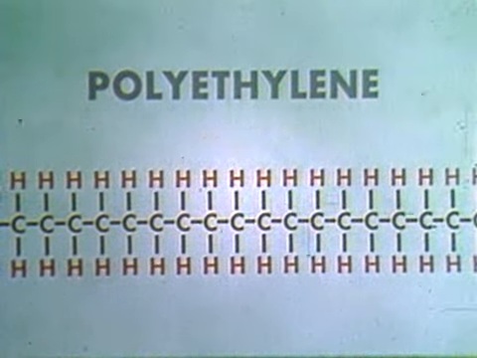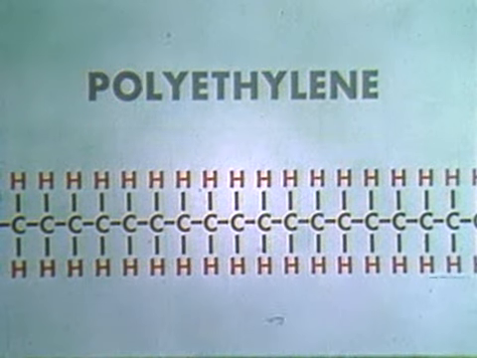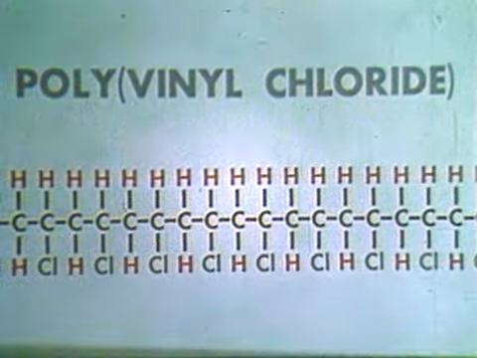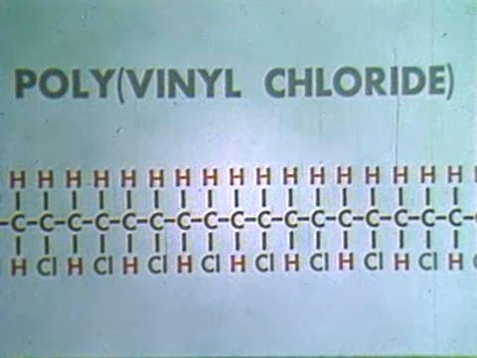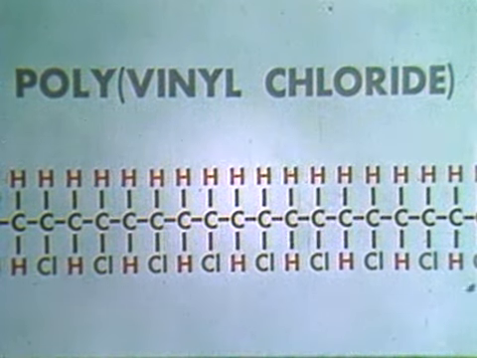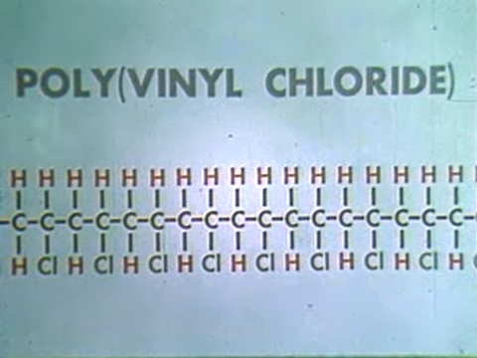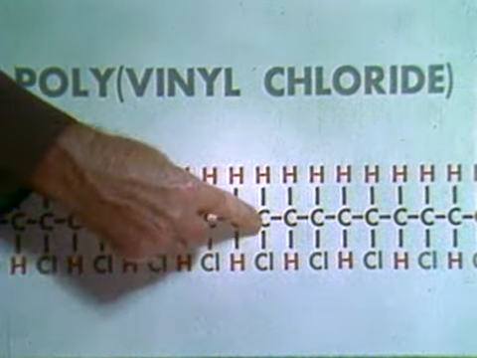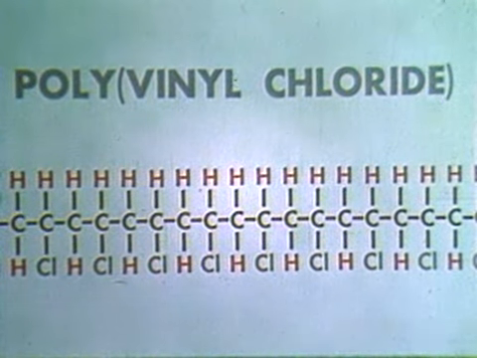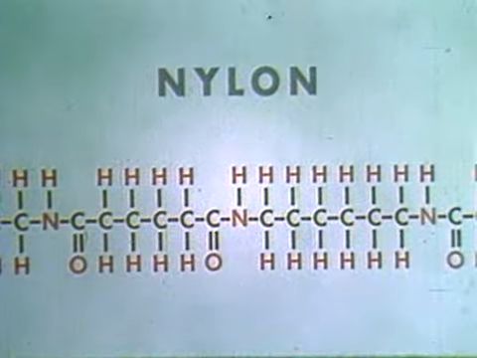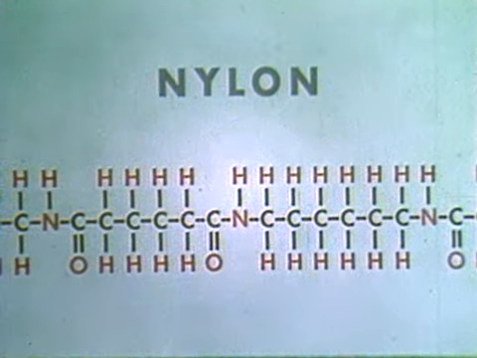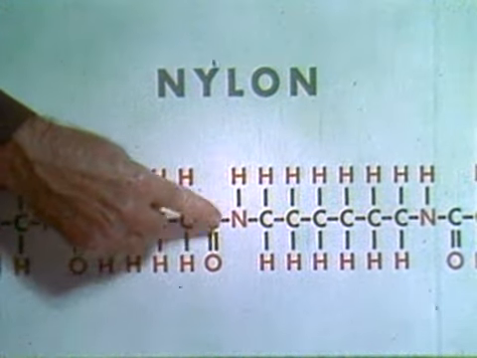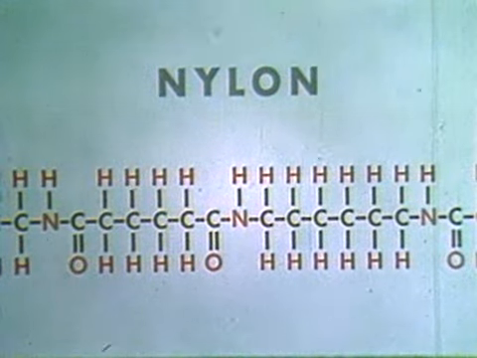Some polymers contain other atoms, such as chlorine, oxygen, and nitrogen. Here is a drawing of polyvinyl chloride. It is very similar to polyethylene. However, on every second carbon atom, a chlorine atom replaces a hydrogen. The nylon molecule is considerably more complicated. You can see from the drawing, though, that it contains both oxygen and nitrogen.